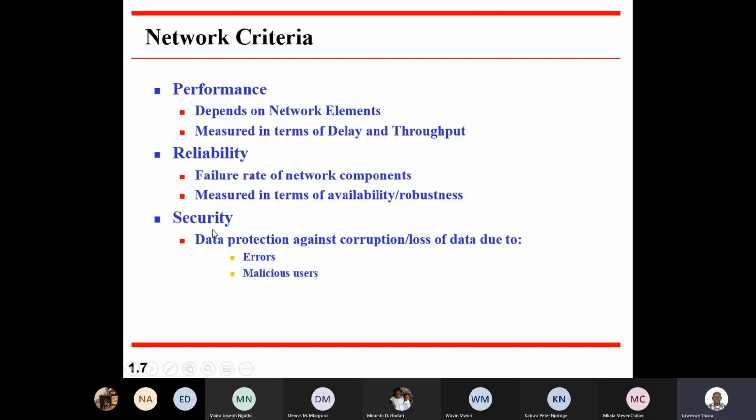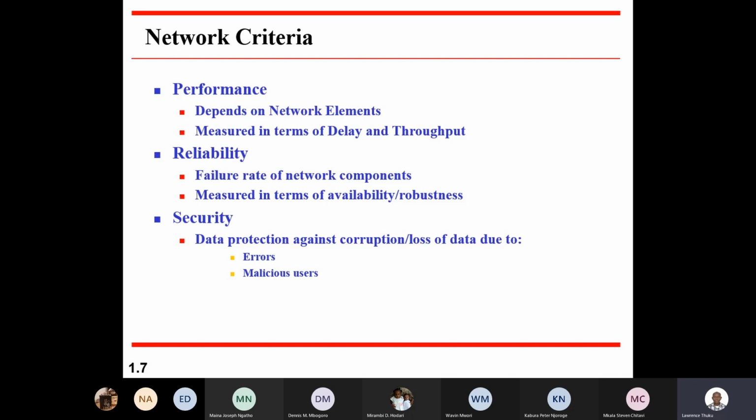Then of course you have the security part. Security is important because we are talking about data being transmitted from point A to point B. Then of course you need to have some mechanisms which have been developed to be able to secure that data across a network. And of course, we also secure our data from different kinds of things. One is about the errors that may occur.